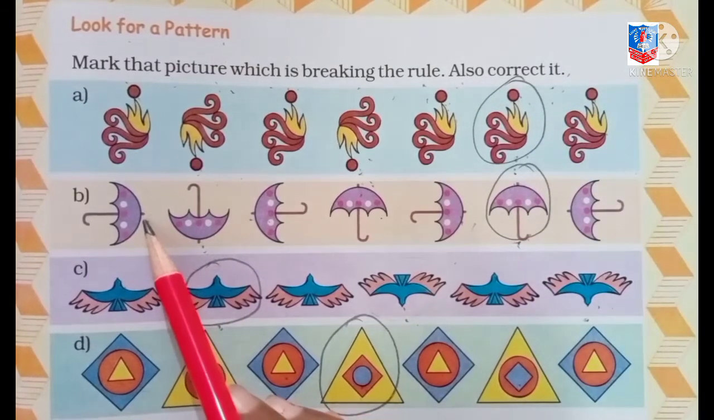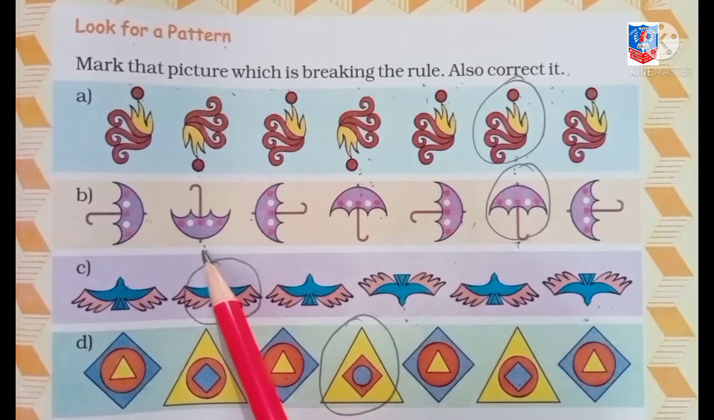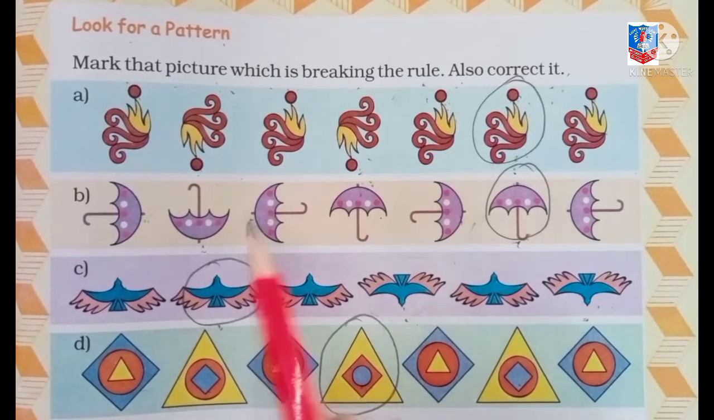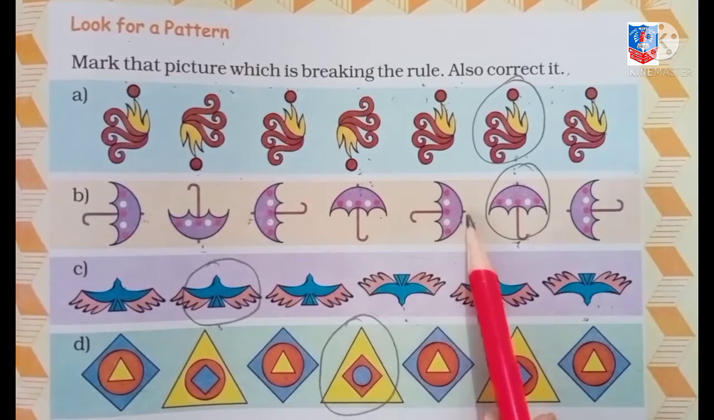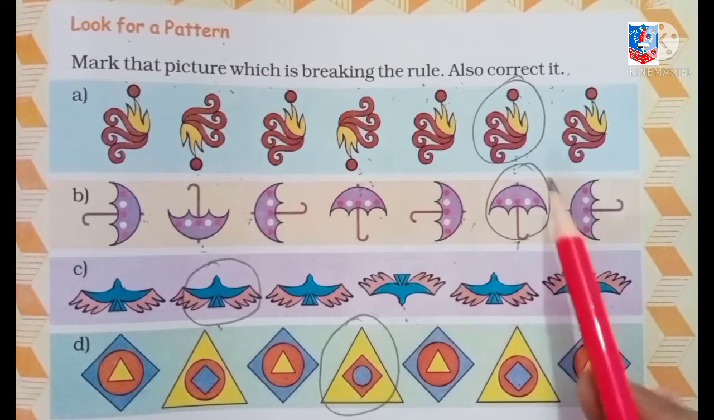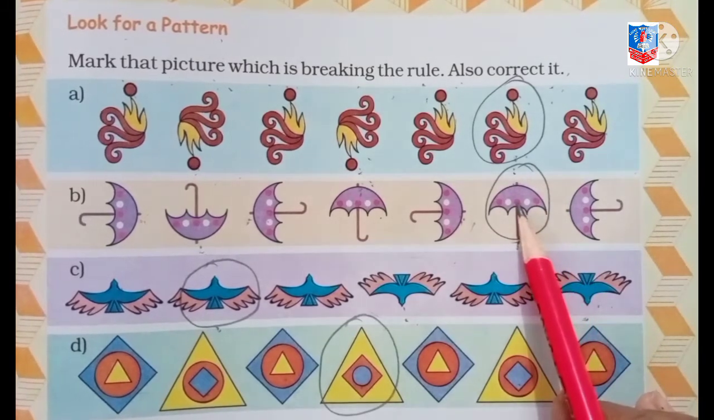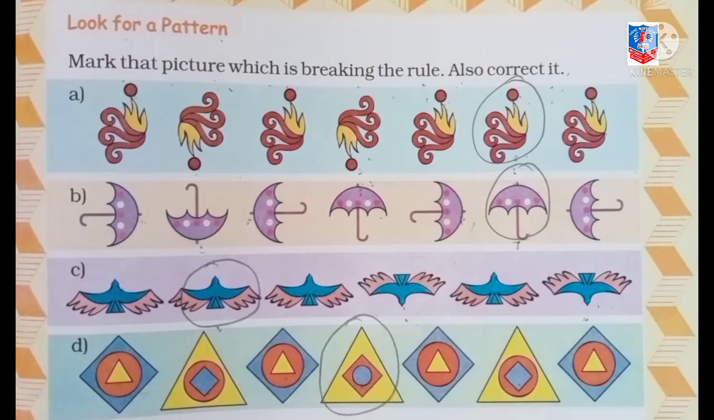Next, see. This side it is. Then here it is downward. Again here it is here. Then up. Then it should come here. That is right. Now here it should come down, but here it is here. That means this figure is breaking the rule.